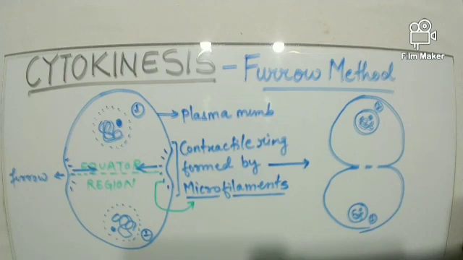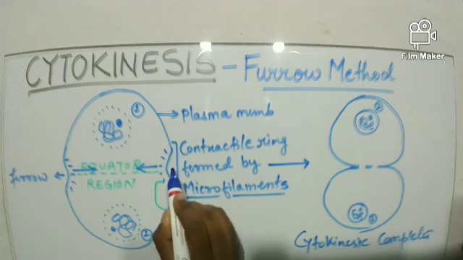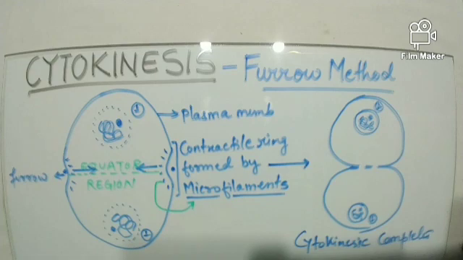Now as I said, the furrow starts from the periphery, or towards the end, and progresses towards the center, and this is why this type of cytokinesis is called centripetal cytokinesis. Keep this in mind that the furrow formation moves from outside towards inside, towards the center, and therefore this type of cytokinesis is called centripetal cytokinesis.